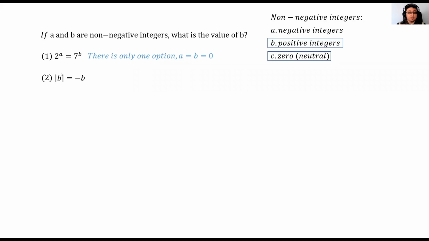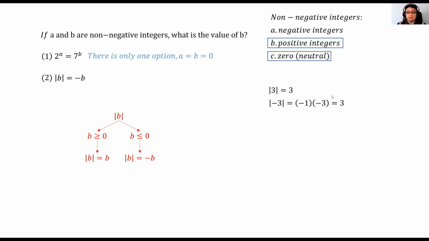It says that the absolute value of b is equal to minus b. But first, we need to remember some theory about the absolute value. The absolute value of a positive number such as 3 is equal to 3. The absolute value of a negative number such as minus 3 is equal to positive 3. But how do we get from minus 3 to positive 3? The absolute value multiplies anything that is negative on its interior by minus 1, so that it converts the negative into positive without altering its numerical size.